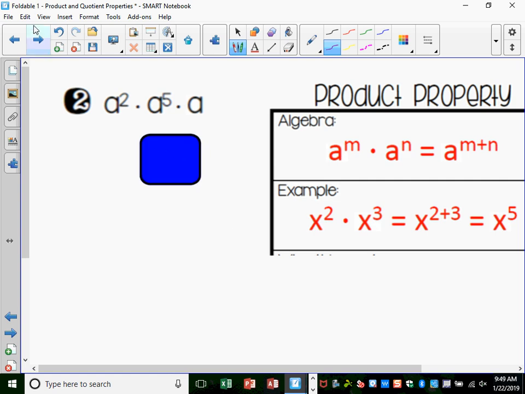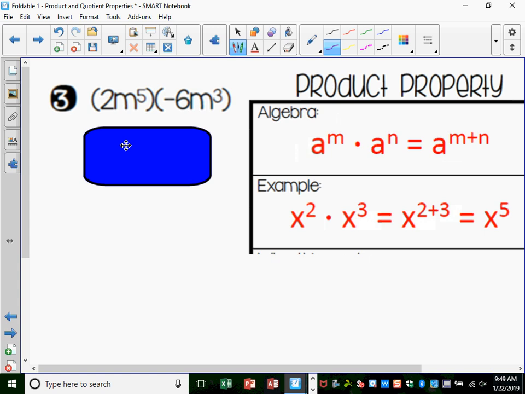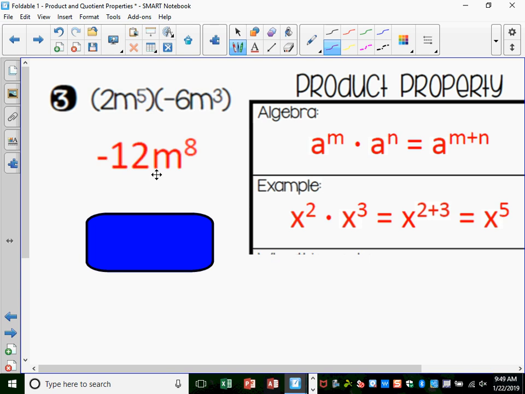All right, number 3. Like I said, it's very straightforward. Again, you take your bases. Obviously, you're going to add 3 plus 5. But what do you do with these numbers in front? Well, it's multiplication. So what do you think you should do to them? You should multiply them. So 2 times -6 is going to give you what? -12. You add your like bases together. You get -12 and then m to the 8th power.